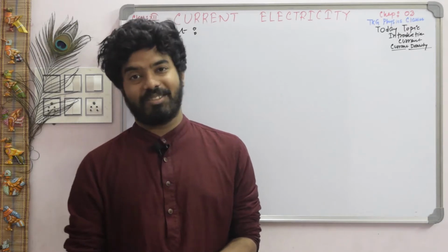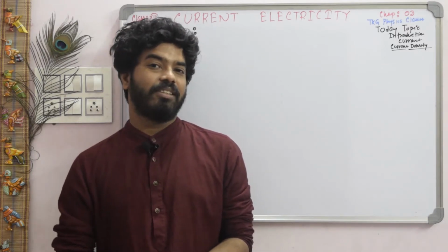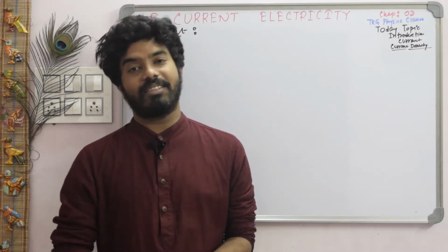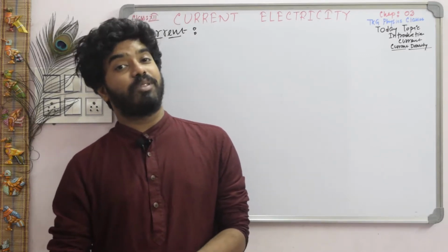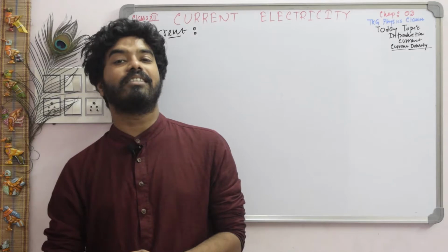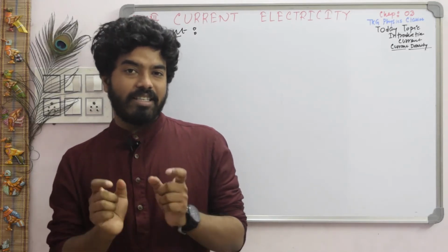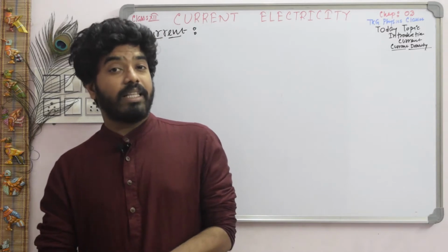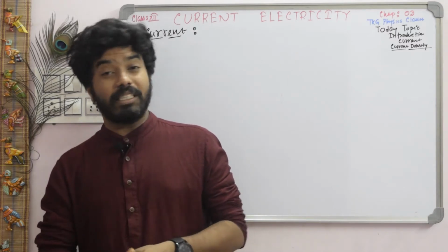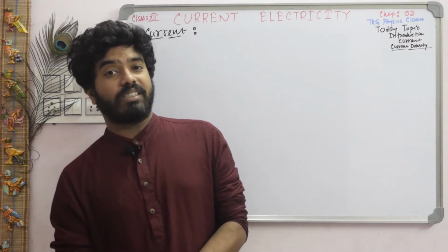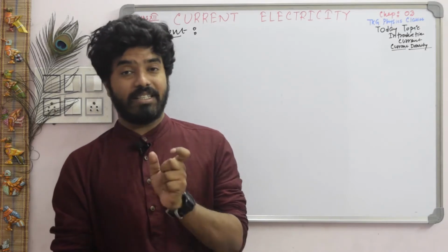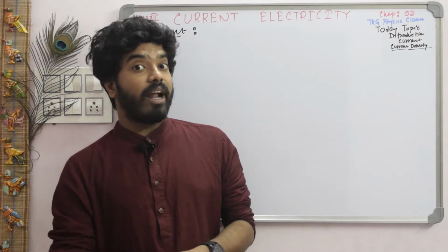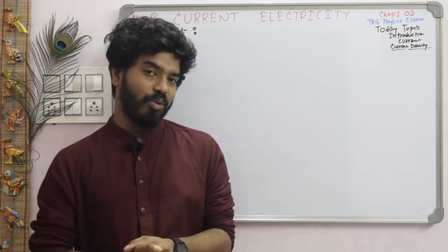So students, we already completed chapter 1 and chapter 2, that is electric charge and electric field, and chapter 2, electrostatic potential and capacitance. And these two chapters are in the branch of electrostatics. That means these two chapters are related to electric charge at rest condition, that is static. Electrostatic, static, that means rest.